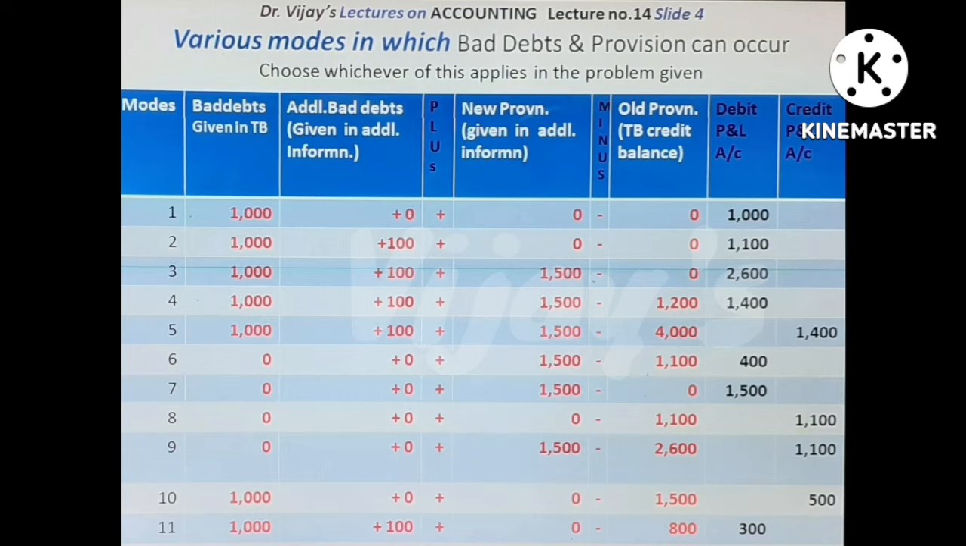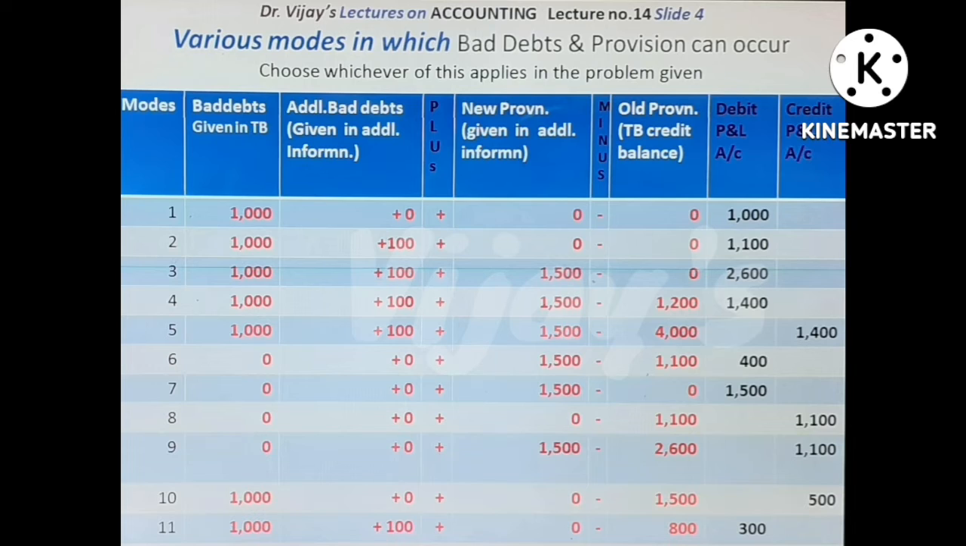Mode 7: bad debt 0, additional bad debt 0, new provision 1,500, old provision 0. 1,500 you have to show in debit side of profit loss account, and from balance sheet sundry debtors you have to subtract the same 1,500.